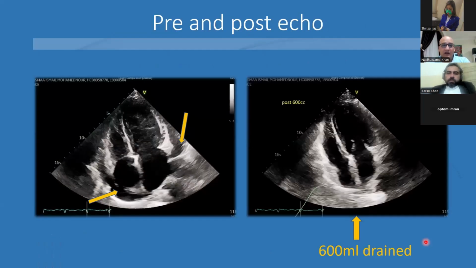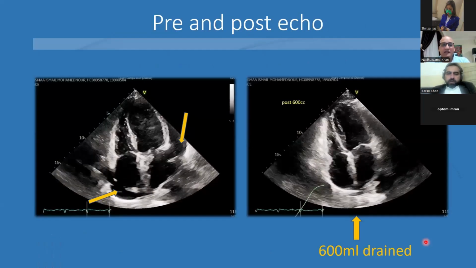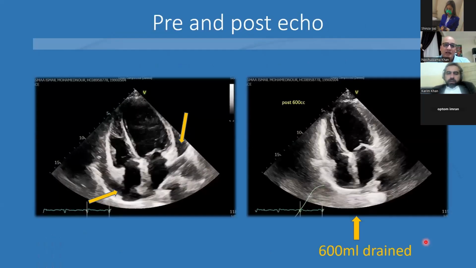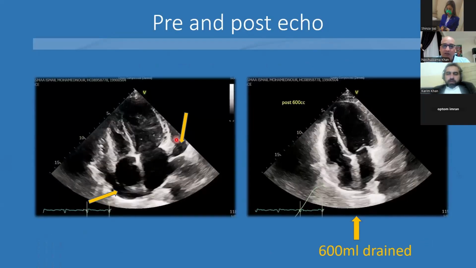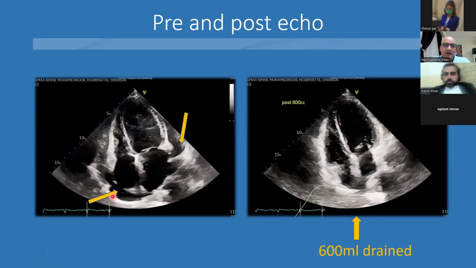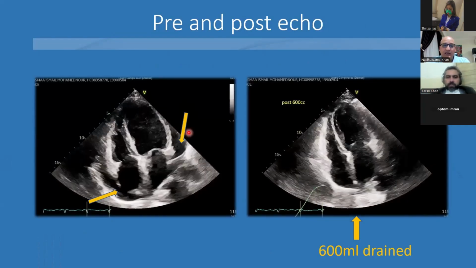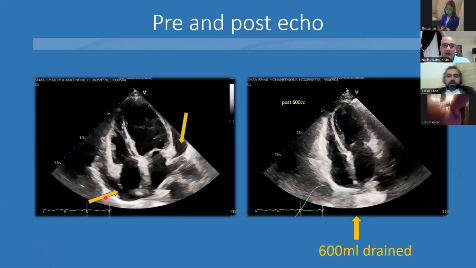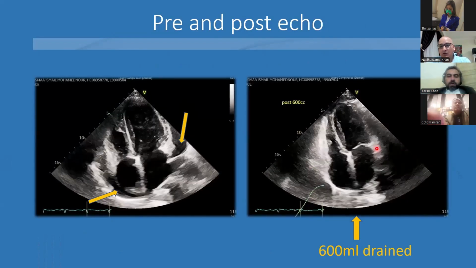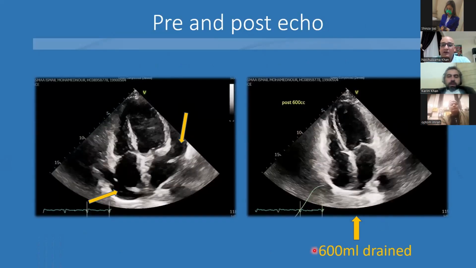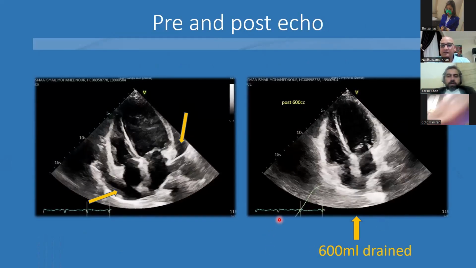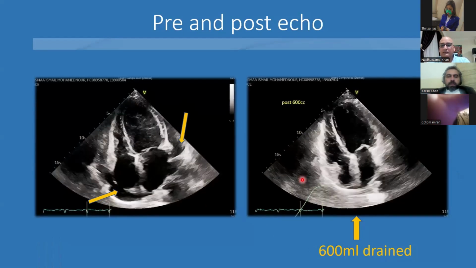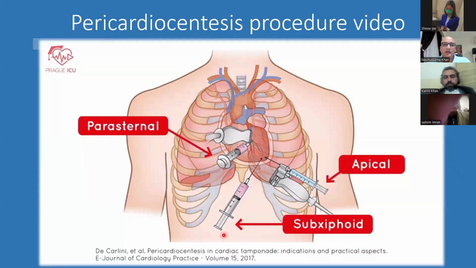So in this echo video, we can see the heart and that pericardial fluid. It is there. If you see the yellow arrow, and in the other video we can see the heart after removal of 600 ml of drainage.